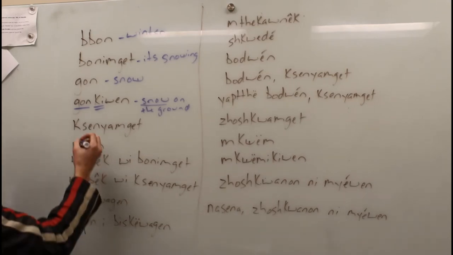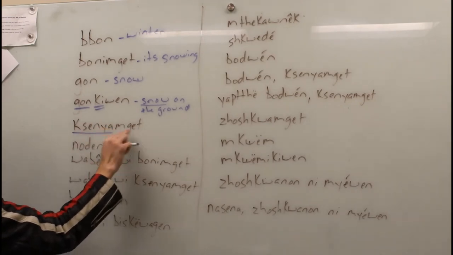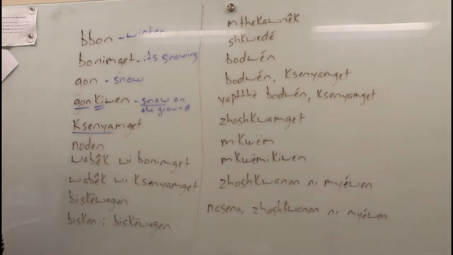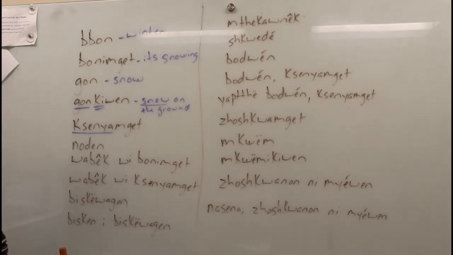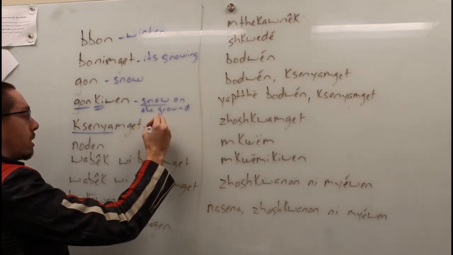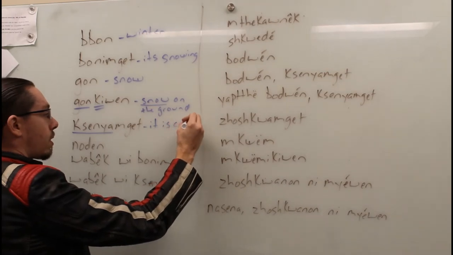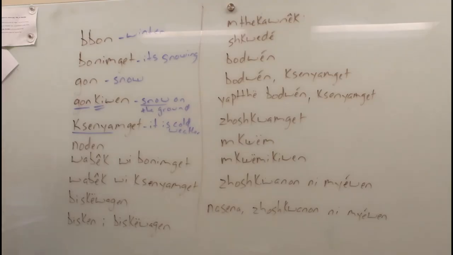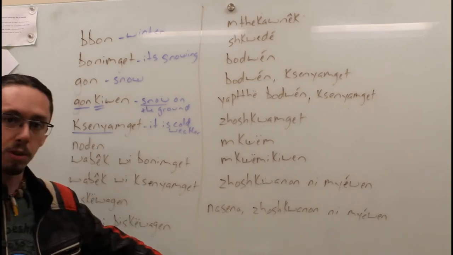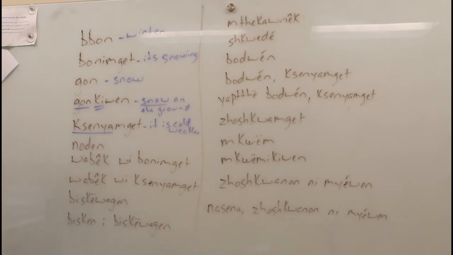Kasenyamget. Or just kasenya. This get kind of reinforces it. Kasenya or kasenyamget means it is cold weather. It is cold, but we like to put weather in there because you can't say like this whiteboard is cold. That would be a whole different verb. Kasenyamge refers to outside.